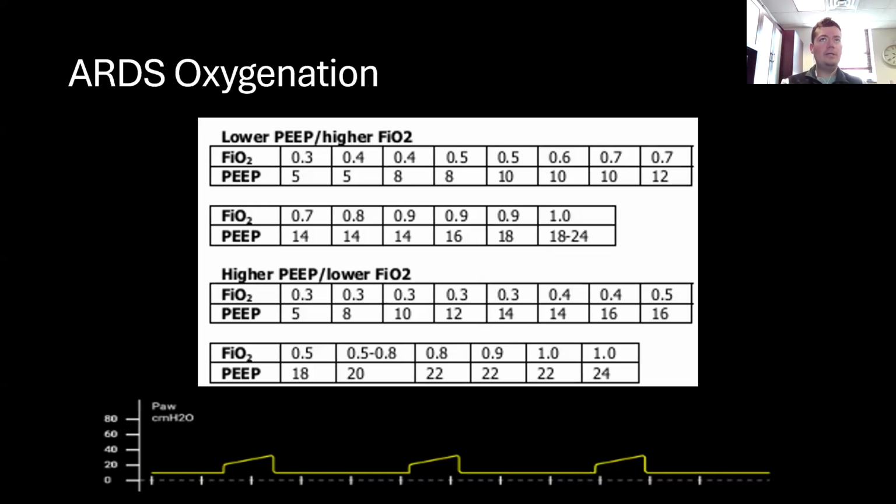So in some ARDS patients, their lungs might be so injured that despite going up relatively high on your FiO2 and PEEP, you're going to still have difficulty oxygenating them. And there are a couple other techniques that we can use here, like inverted I to E ratios and airway pressure release ventilation, known as APRV, which you can utilize too.